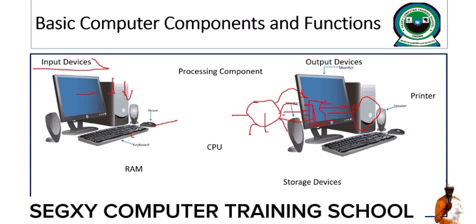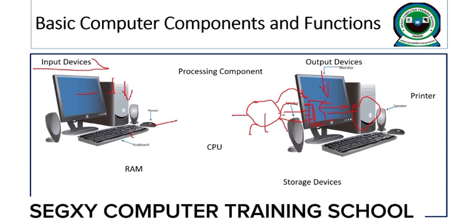Example of the output device, you have your speaker. Remember when you are playing your favorite music song, the sound is coming out. That's coming out from the speaker. That's an output device. Then you have also monitor, which is an example of output device.